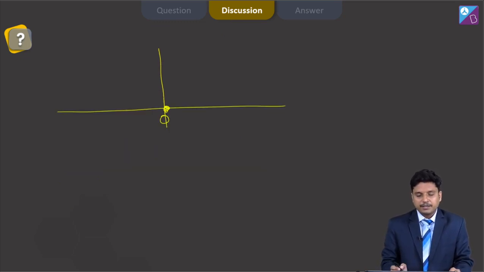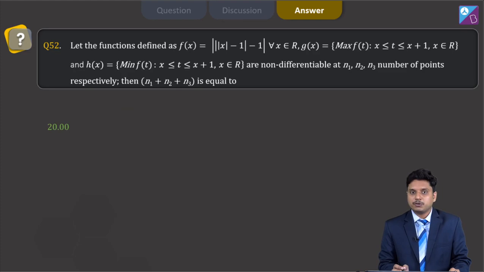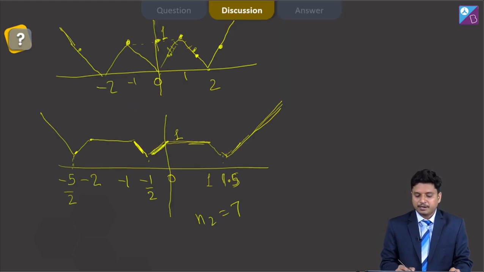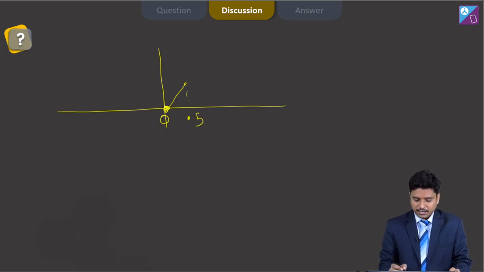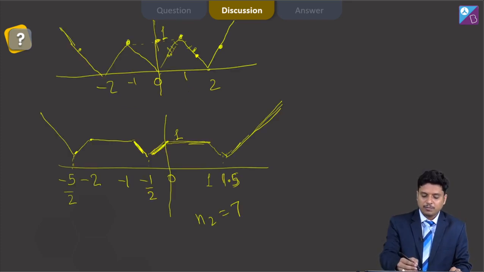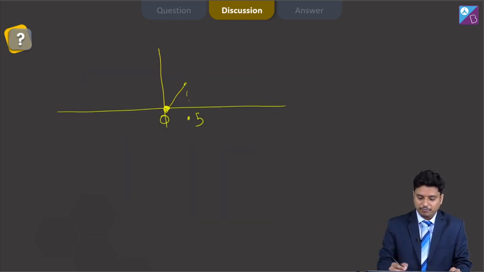But if you go onwards, h of 0.1 you have to calculate. So t will vary from 0.1 to 1.1, and that means the minimum value retained will be at 0.1 itself. So from 0 to 0.5, you can say that this will keep on increasing. Now if you have to find h of 0.6, what will be the value? t will vary from 0.6 to 1.6, and that means the minimum value will be obtained according to f of 1.6. So again it will keep on decreasing, and from 0.5 I can say till 1 it will keep on decreasing.